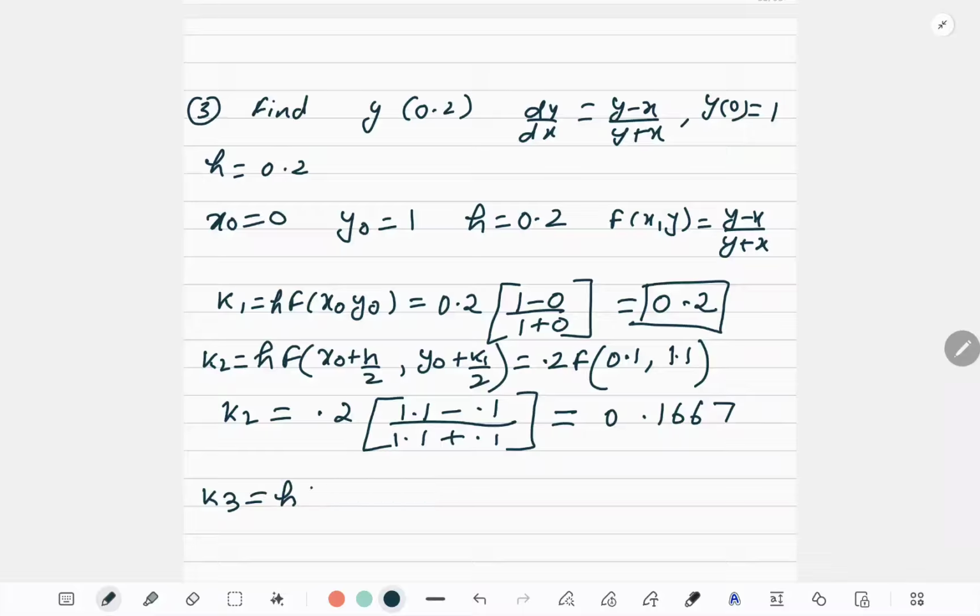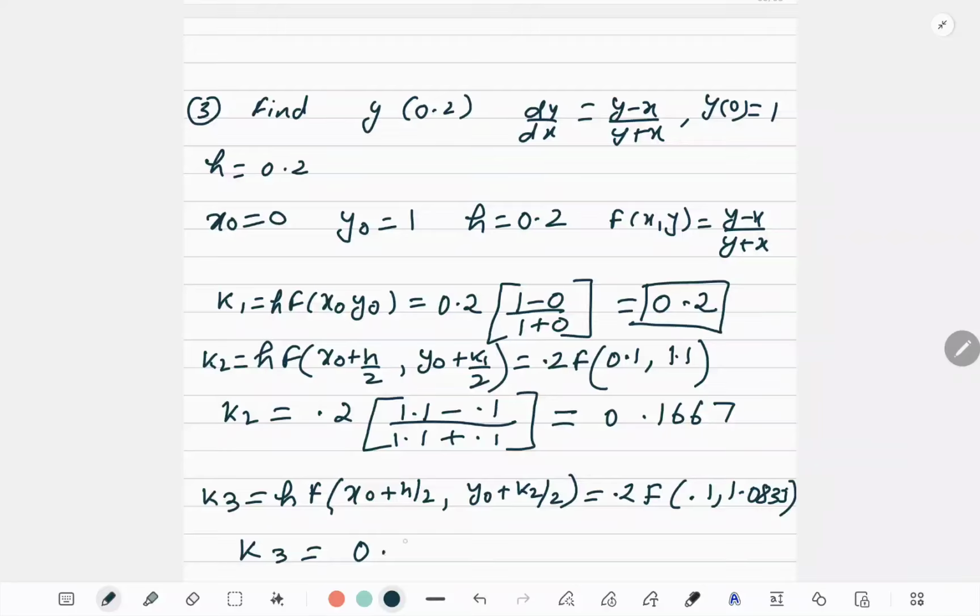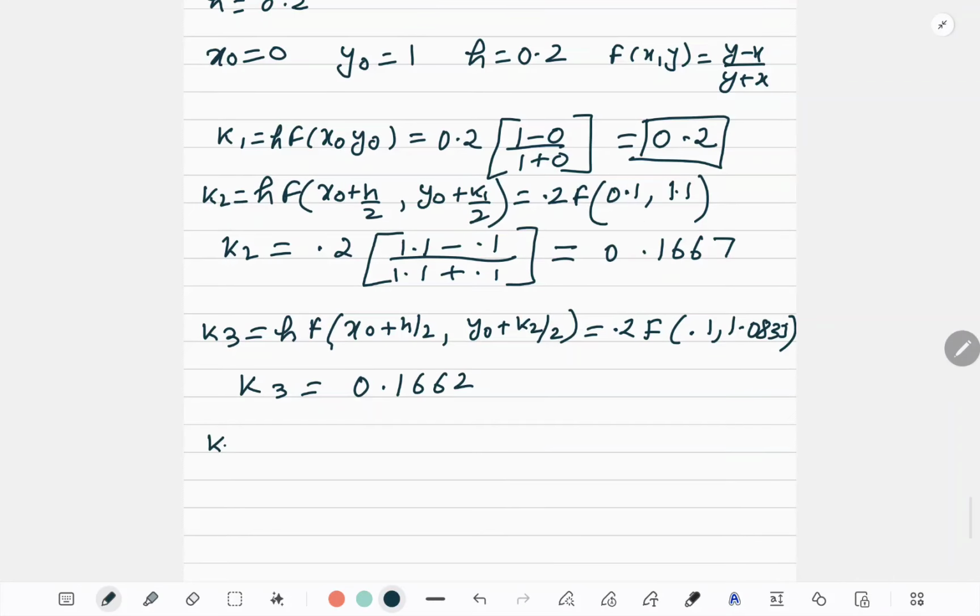Now come to k3 value. k3 is h f of x0 plus h by 2, comma y0 plus k2 by 2. So this is equal to 0.2, value of function at, this will become 0.1 and 1.0835. Okay. So when you solve this, k3 is equal to 0.1662. Now go to k4.